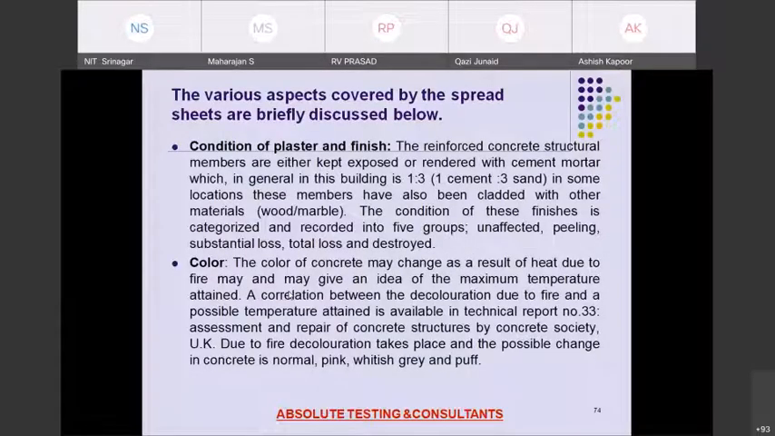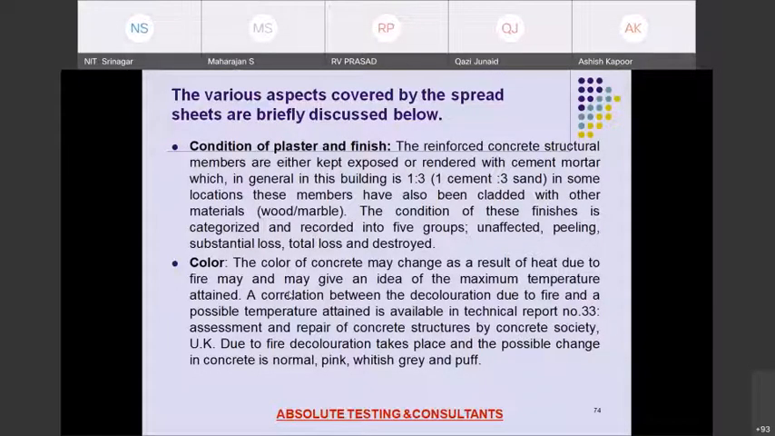So what generally happens? First of all, we will find out what is the condition of plaster and finish. The reinforced concrete structural members are either kept exposed or rendered with cement mortar. Generally, we apply plaster over the structure with a ratio of 1:3 or 1:4, and these members may also have been clad with other materials, such as wood, marble, aluminium, or puff panel. Any type of material can be used from the appearance point of view.